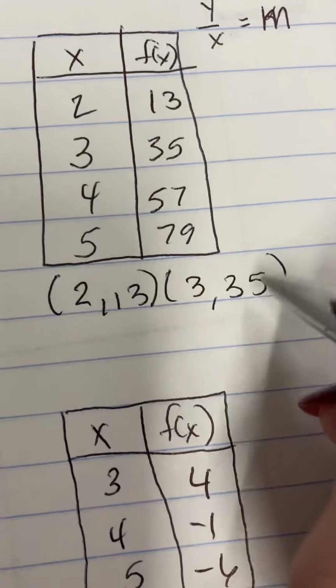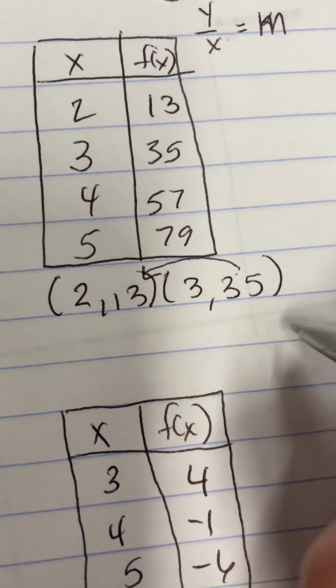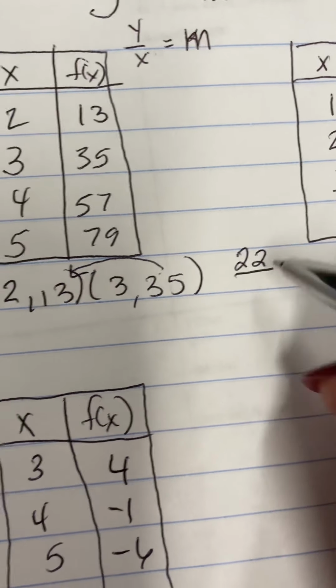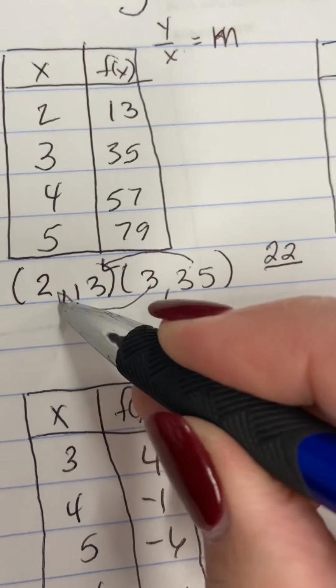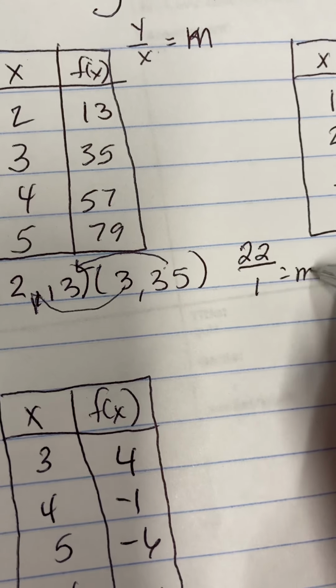All right, so we're going to find our slope. That is the first thing we do. So we find the difference. We take 35 minus 13, which is 22. That goes on the top. And then on the bottom, we do our x's. So 3 minus 2 is 1, which means that our slope is 22.